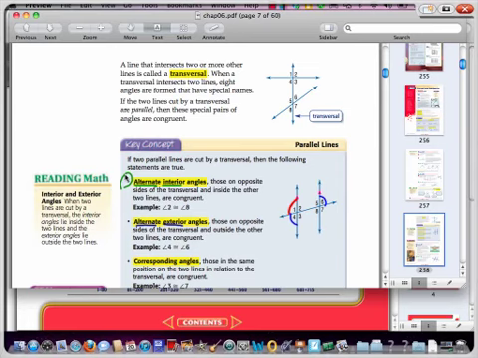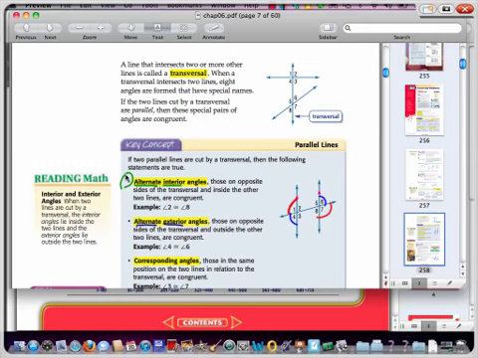Hopefully you said 1 and 7. 1 and 7 would also be examples of alternate interior angles. And the last one, let's take a look at corresponding angles. Corresponding angles are those that are in the same position on the 2 lines in relationship to the transversal.